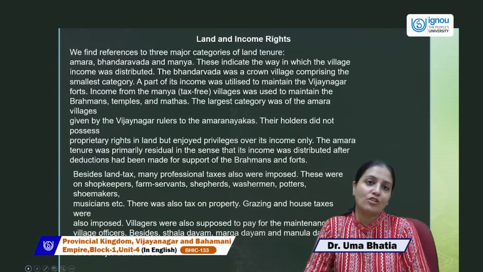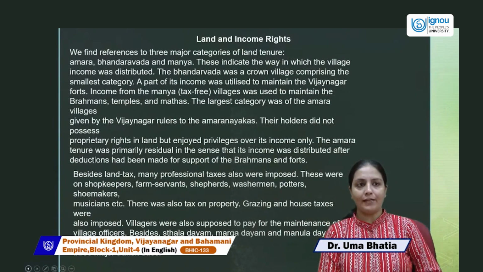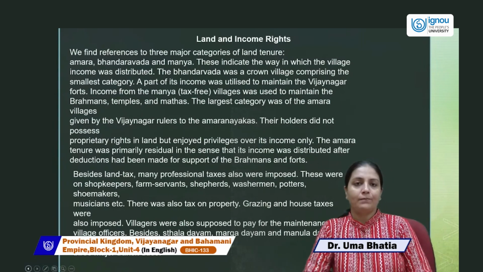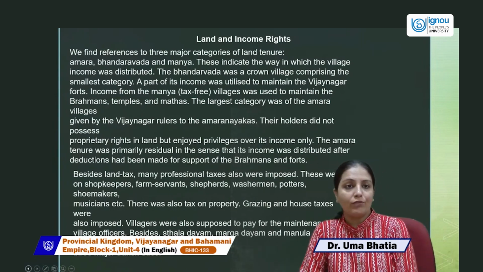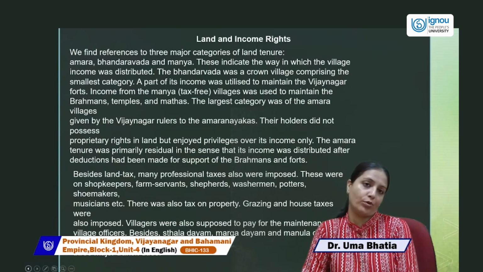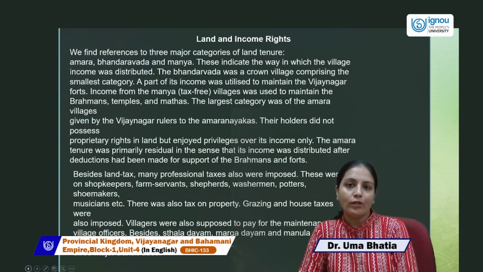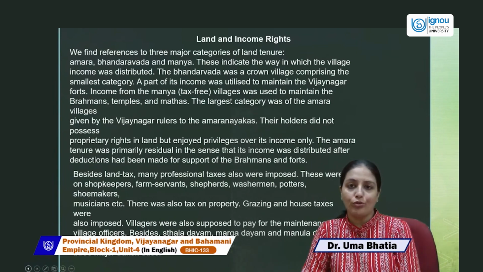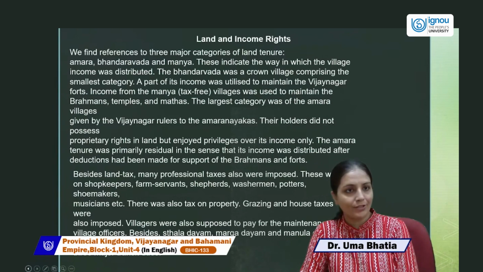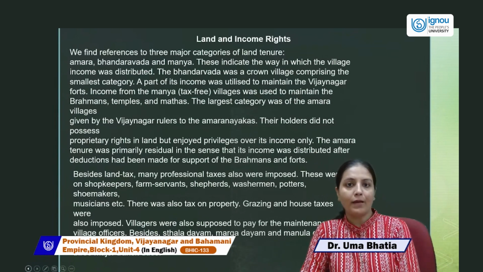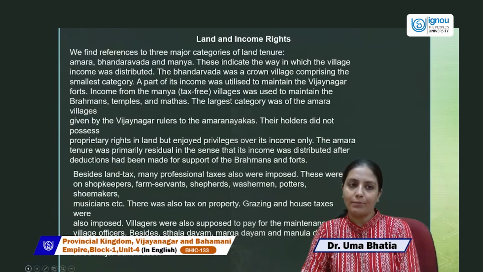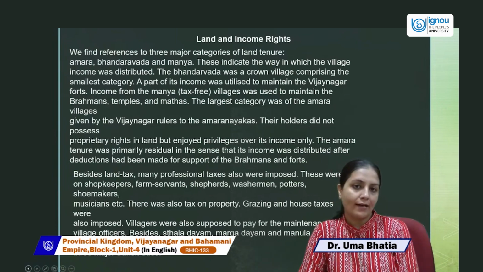We find references to three major categories of land tenure: Amara Nayaka, Bandharavada, and Manya. These indicate the way in which the village income was distributed. The Bandharavada was a crown village comprising the smallest category. A part of its income was utilized to maintain the Vijayanagar forts. Income from the Manya, meaning tax-free villages, was used to maintain the Brahmins, temples, and mathas.